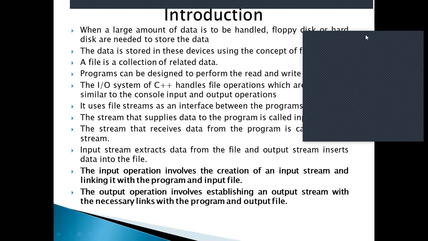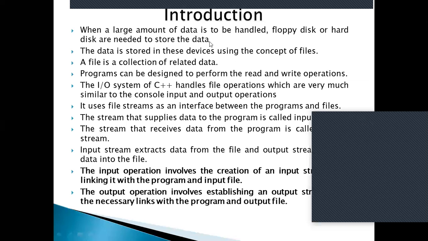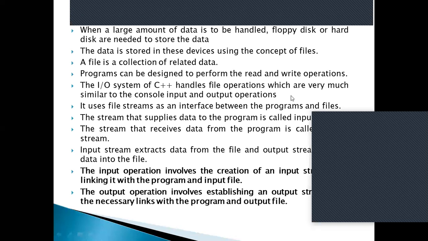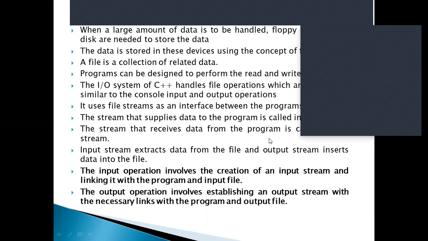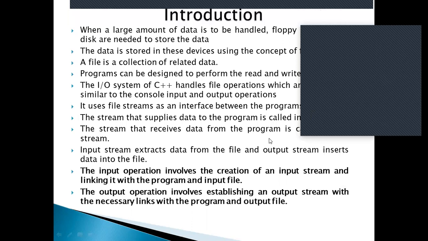Just a quick recap for all of you, if somebody has joined late. We need files to store data permanently, so we can use some secondary storage medium for that. And the IO system of C++ handles file operations similar to your console input and output operations, cin and cout. The input operation with files involves creation of an input stream and a concerned file, and we link that stream with the file. Similarly, the output operation needs an output stream which we link with the file.